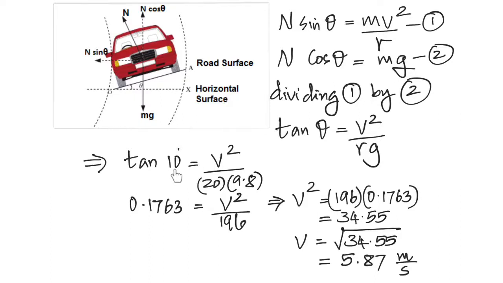Substitute the numbers. Tan 10, because it's given as 10 degrees. Tan 10 is equal to v squared by r times g. Tan 10 is this much, 0.1763. Be sure that your calculator is in degrees, and then rearrange that to get v squared, and then take the square root to find the maximum safe speed around this curve, which we get as 5.87 meter per second.